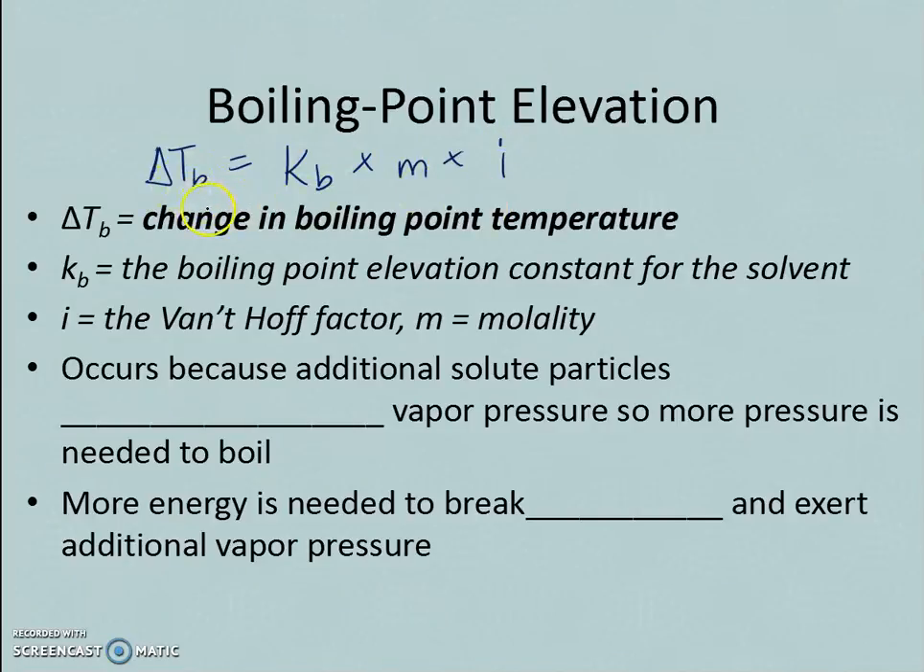All right, so this delta T is the change in boiling point temperature. Kb is a constant for the solvent. I is what we call a Van't Hoff factor, which I'll tell you about in just a minute. And m is the molality. We could actually go backwards and figure out the molar mass of the substance if we needed to, but I don't think I'm going to make you do that.